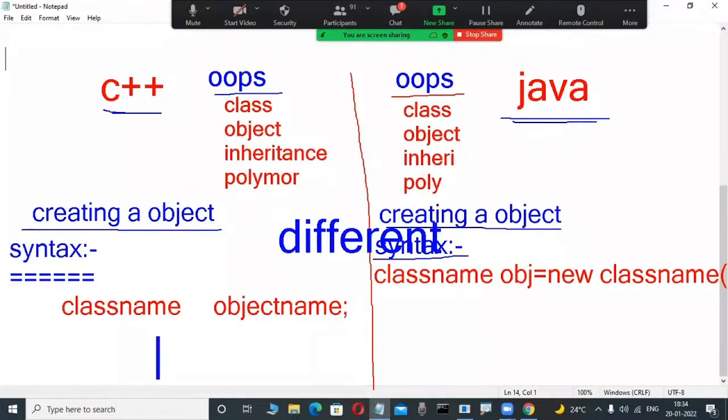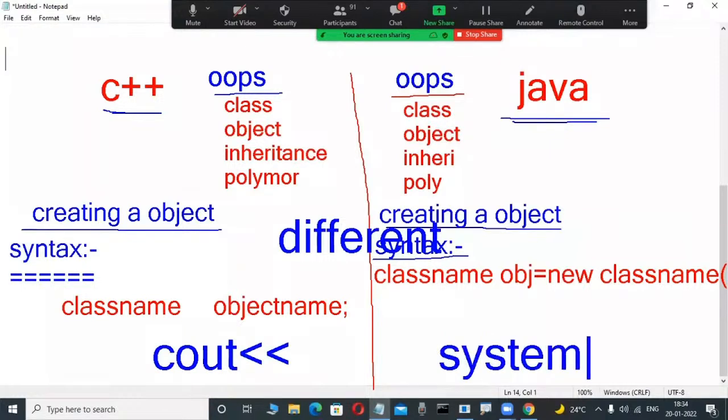Suppose in C++ I want to display output, cout is a function there, streaming output only. And in Java, what is the function? System.out.println, something is there or not? Yes, that's why they are syntactically different. Functions are also totally different in these two object-oriented languages.